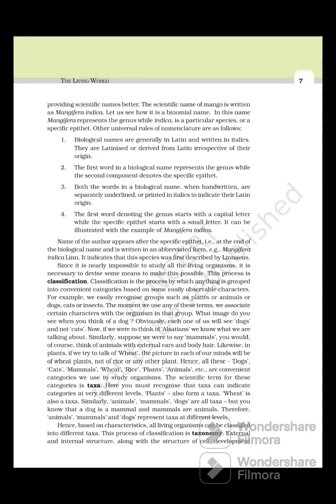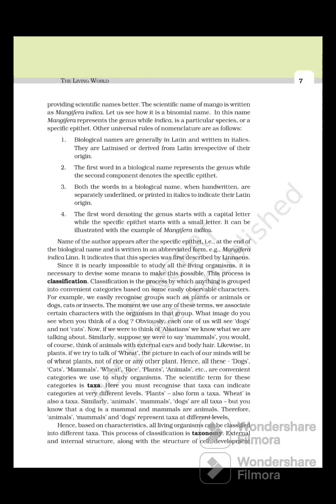Hence, all these dogs, cats, mammals, wheat, rice, plants, animals, etc., are convenient categories we use to study organisms. The scientific term for these categories is taxa. Here you must recognize that taxa can indicate categories at very different levels. Plants also form a taxon. Wheat is also a taxon. Similarly, animals, mammals, dogs are all taxa.